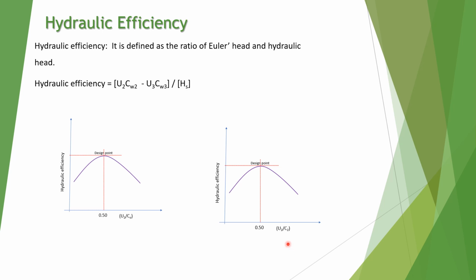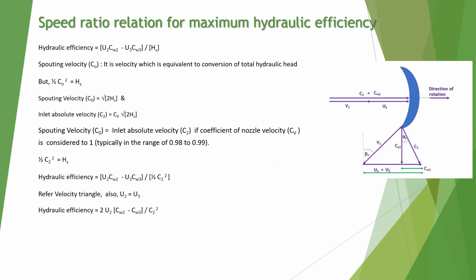Similarly, in this picture you can see U2 by C2 is half when the hydraulic efficiency is maximum, because C0 and U2 are the same, because C0 is called the spouting velocity and U2 is the inlet mean absolute velocity of Pelton wheel turbine. So hydraulic efficiency is further written as (U2 into CW2 minus U3 into CW3) upon HS.